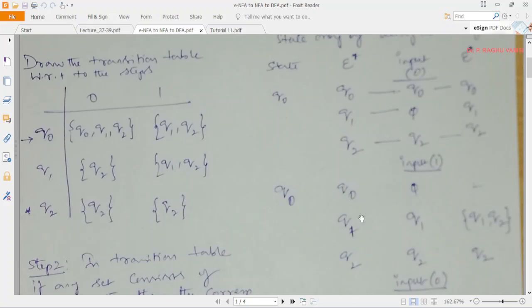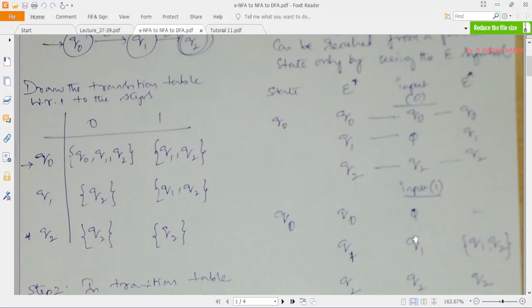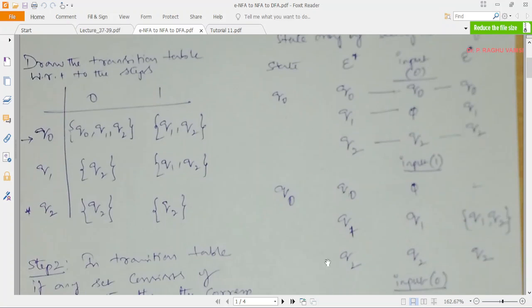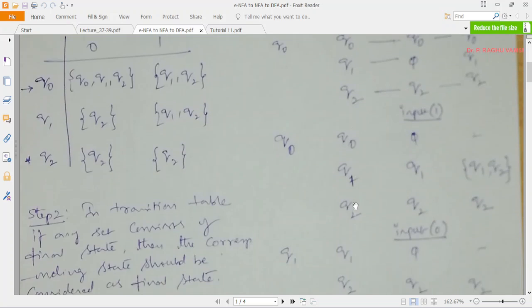Next, Q1 upon 1. Q1 on 1 results in the Q1 state. Q2 on 1 results in the Q2 state. Now, for whatever output states we have, we again find the epsilon closure. The epsilon closure of the null set is null.